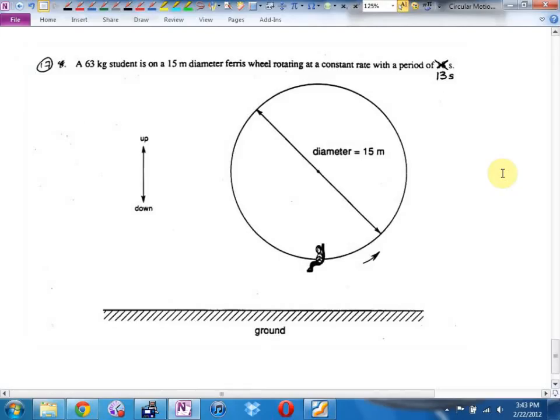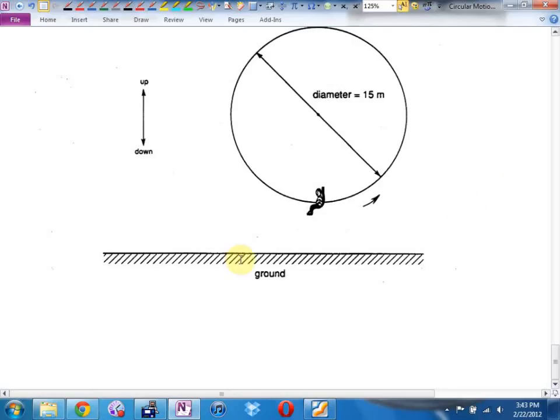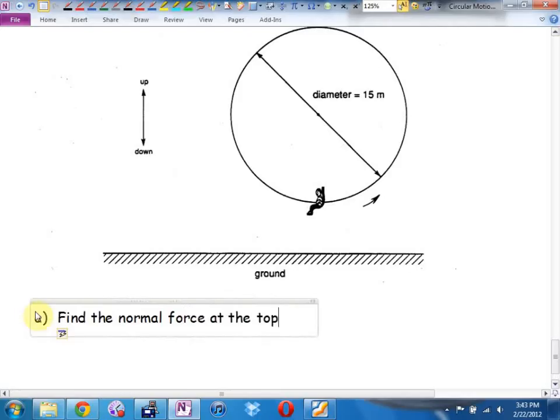A student is on a 15-meter diameter Ferris wheel, rotating at a constant rate with a period of 13 seconds. A. Find the normal force at the top. And B. Find the normal force at the bottom.